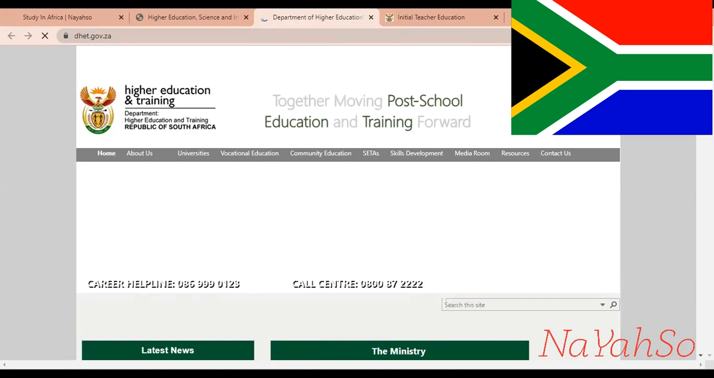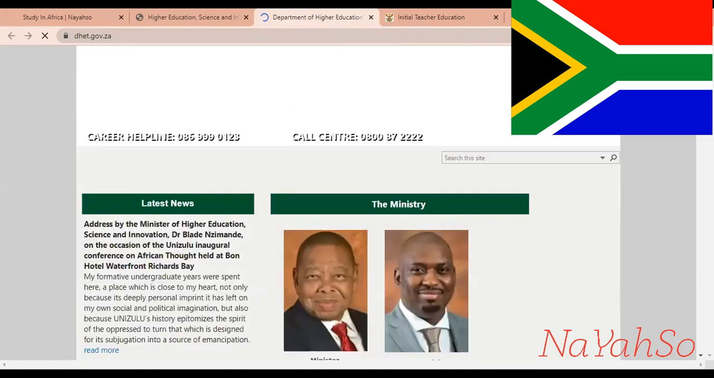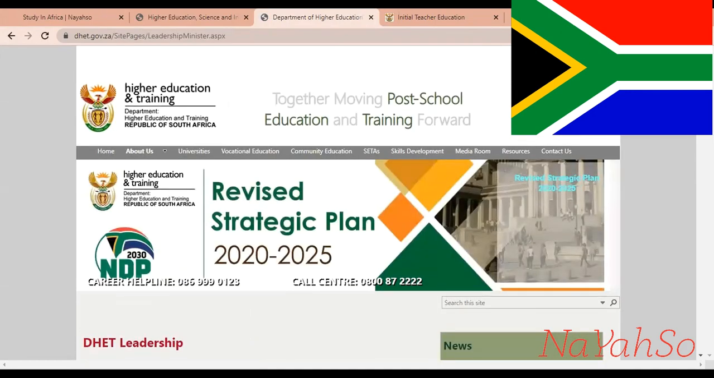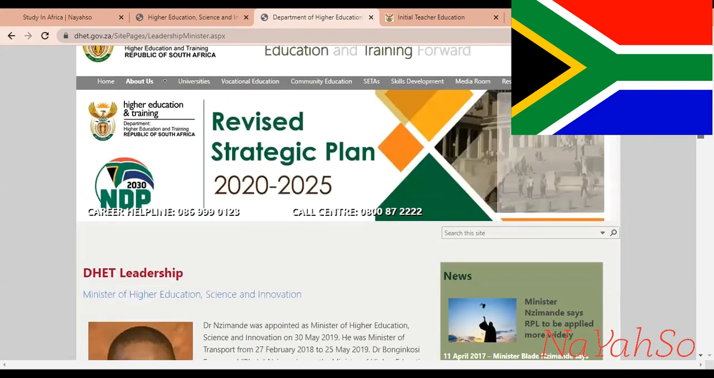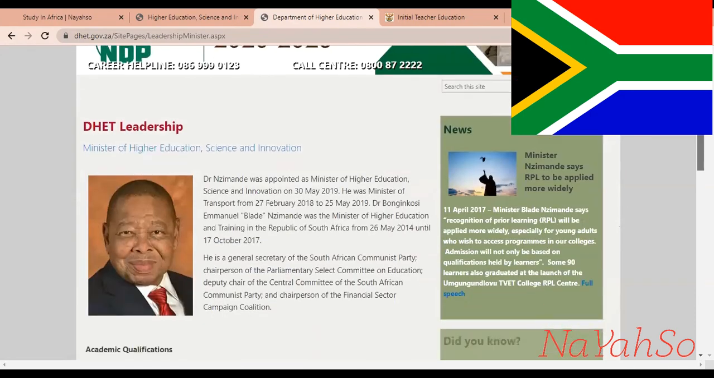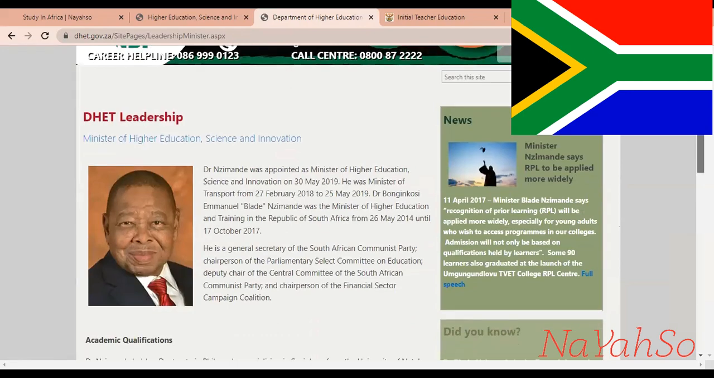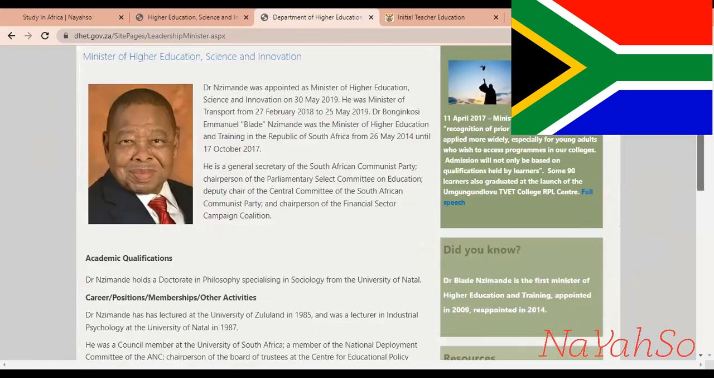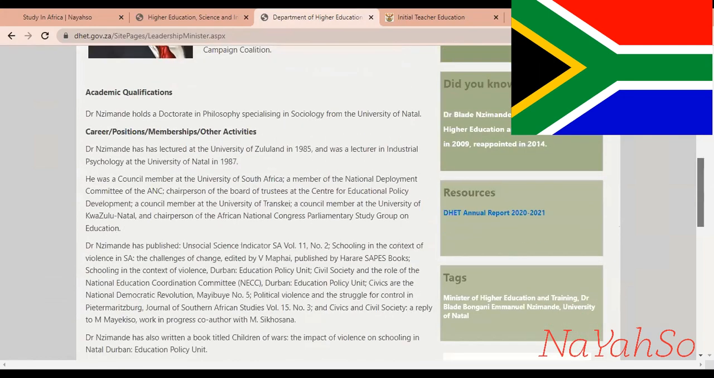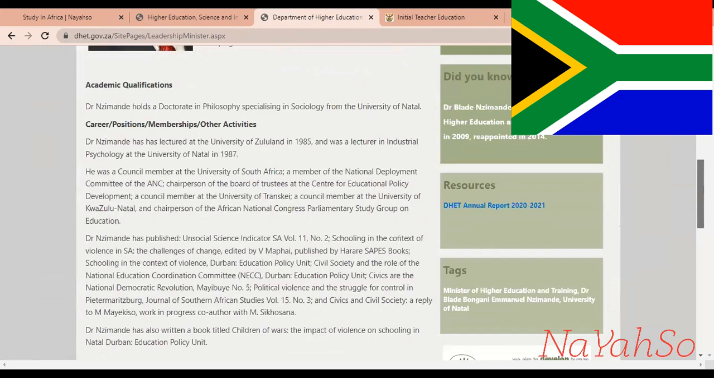I like that. Just a quick look. 2020 to 2025 strategic plan. So there's the leadership right there. Dr. Nzimande was appointed Minister of Education in 2019, so that's a while it's been there. You can read his bio. I like the way it's organized. Got academic qualifications, career positions, membership, other activities.